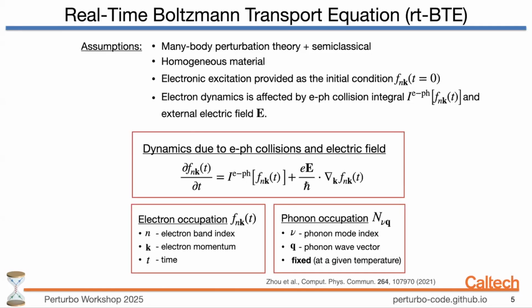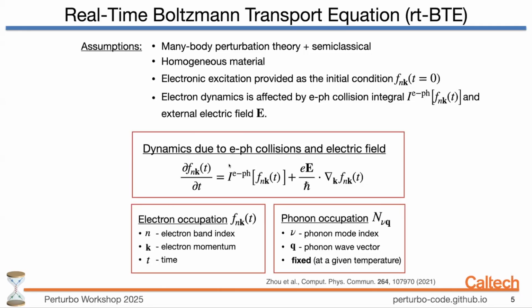And then the electron dynamics in the current release of Perturbo is the sum of the effect of the electron-phonon collision integral I_ph as a function of the electron populations and the external electric field E, which contributes to this advection term on the right-hand side. So here I'd like to briefly go through the namings. n is the band index for electrons or holes. k is the momentum.